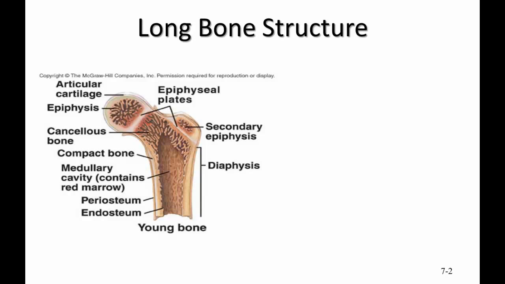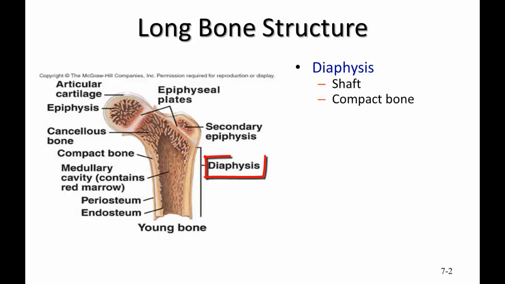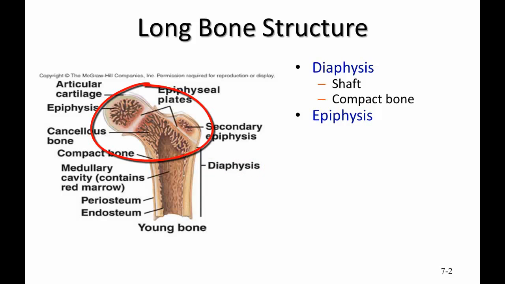So let's take a look at long bone structure. The shaft of the bone itself is going to be called the diaphysis. It's going to be made up of compact bone. It's very dense. And on the ends of the bones, we find the epiphyses. The epiphyses are going to be made up of spongy bone or cancellous bone. Another name is trabecular bone. And again, these are found on each end.